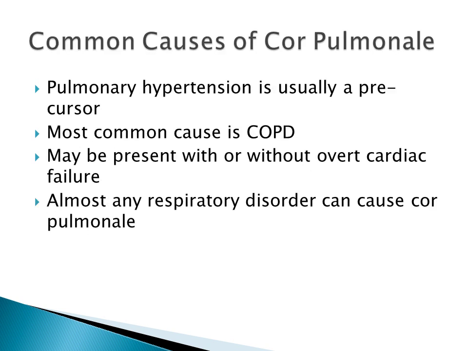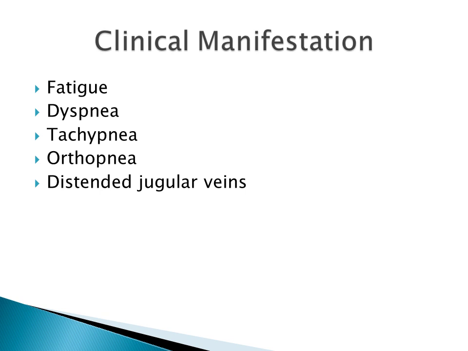The common cause of cor pulmonale is COPD. However, almost any disorder that affects the respiratory system can cause cor pulmonale. It may be present with or without cardiac failure, and pulmonary hypertension is always a precursor. Clinical manifestations are subtle and often masked by the symptoms of the pulmonary condition. Symptoms include dyspnea on exertion, lethargy, fatigue, tachypnea, orthopnea, and distended jugular vein.